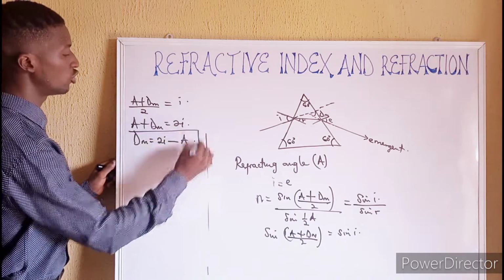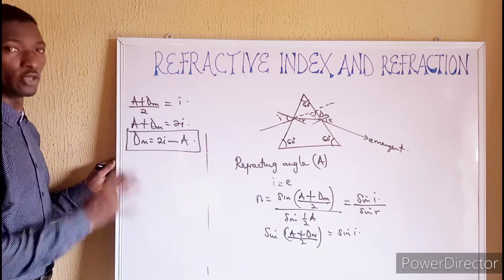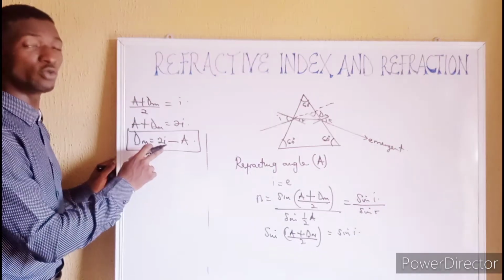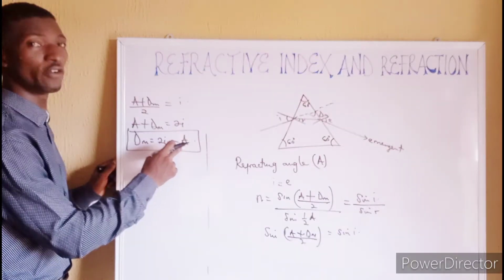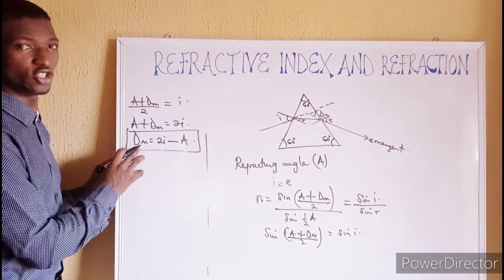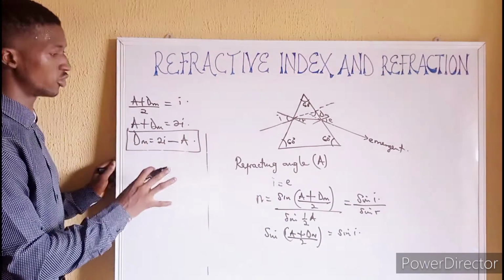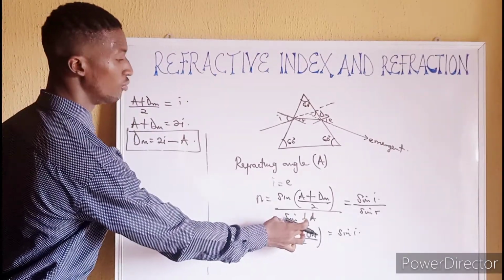So this is one thing I want you to always consider and put in mind, that the difference between twice your angle of incident and your refracting angle is your minimum deviation. You can use this straightforward to determine the minimum deviation, as well as comparing the denominators.